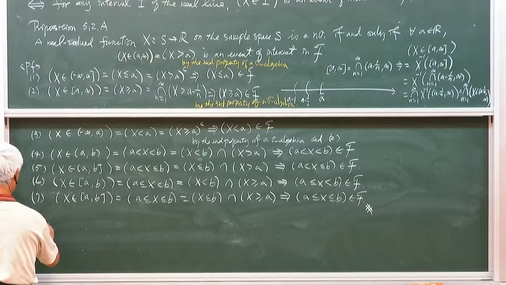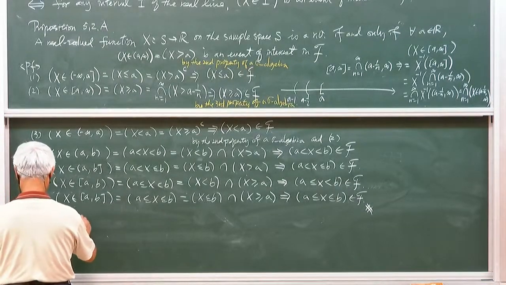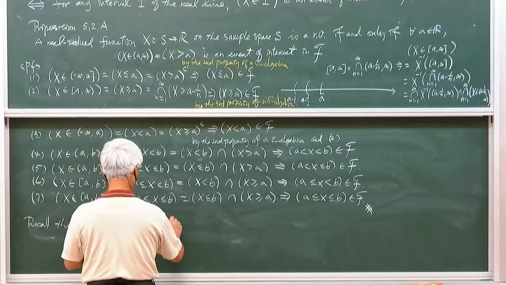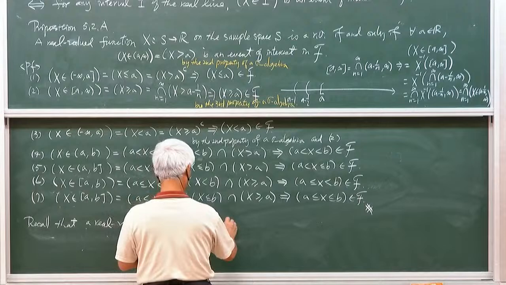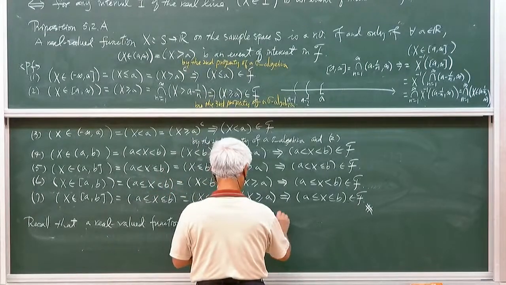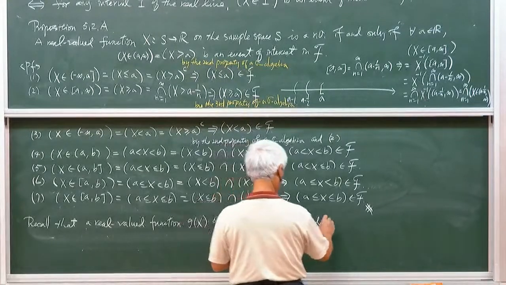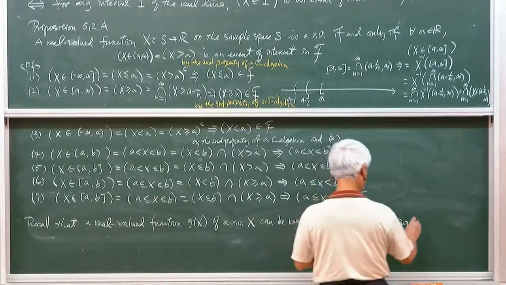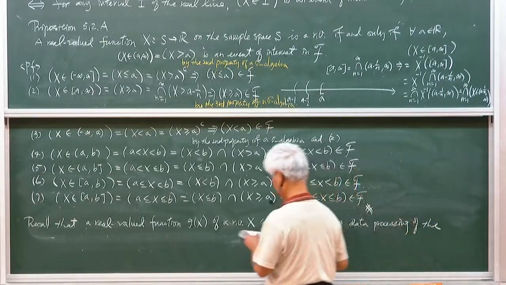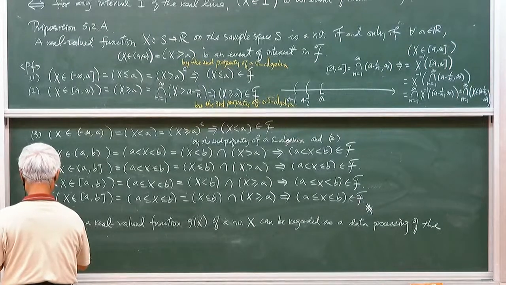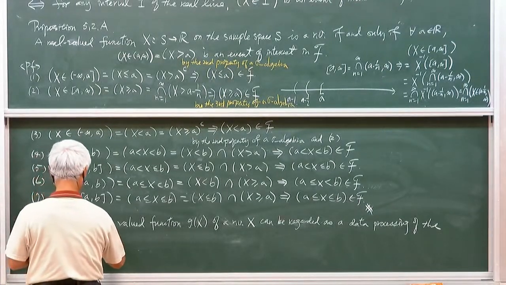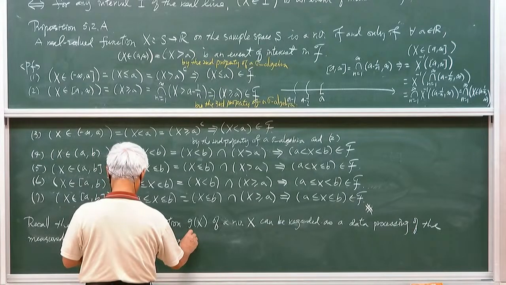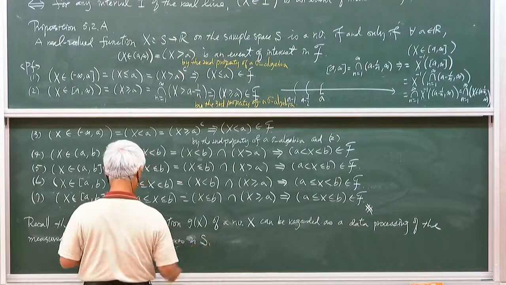All right, so now we recall a real valued function g of x of a random variable x can be regarded as a data processing of the measured random data x on outcomes in S in the sample space, right?